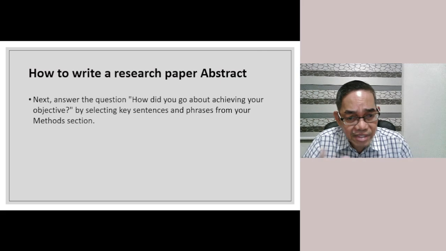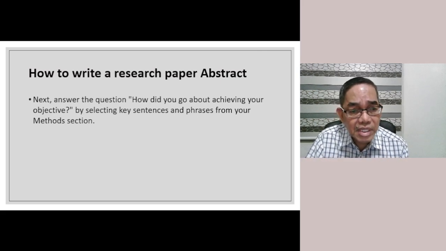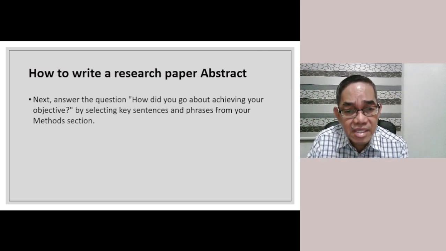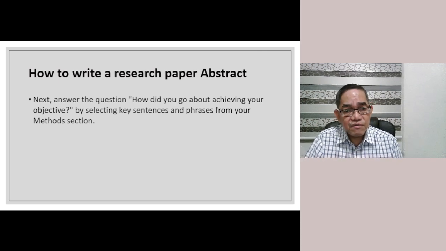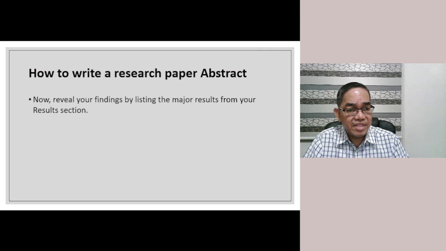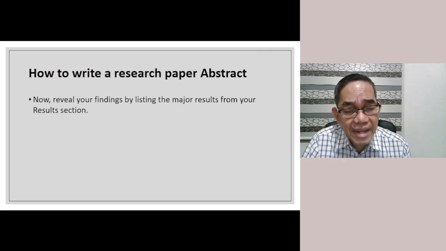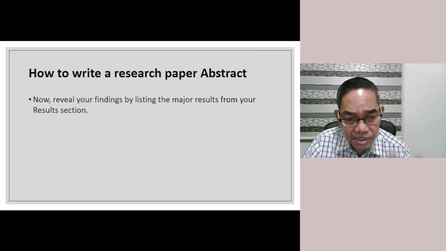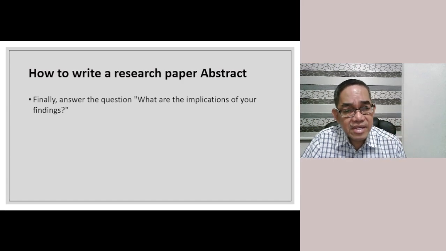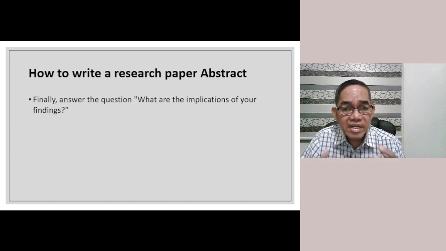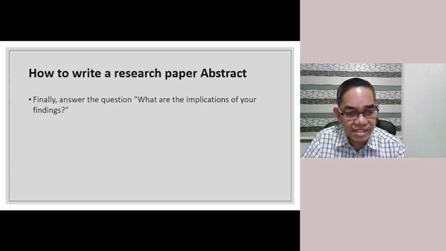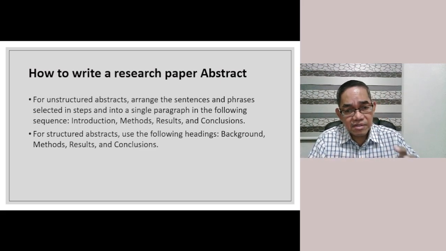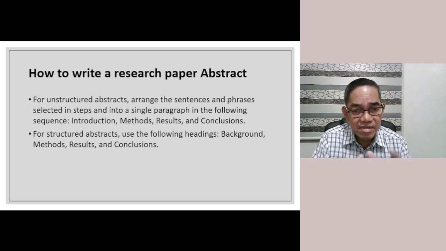And then next, answer the question, how did you go about achieving your objective? And this is done by selecting key sentences and phrases from your methods section. And then reveal your findings by listing the major results from the results section. And then finally, answer the question, what are the implications of your findings? Okay, so all of these things are what you write in the abstract.